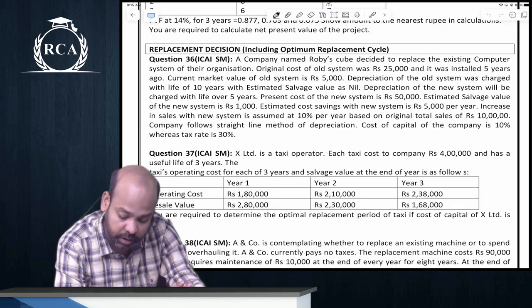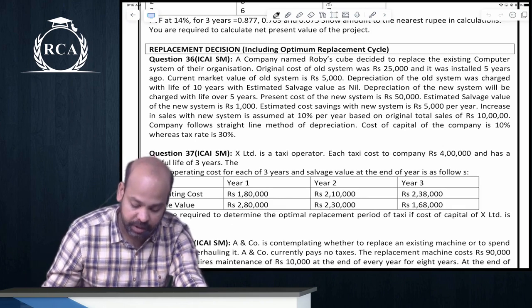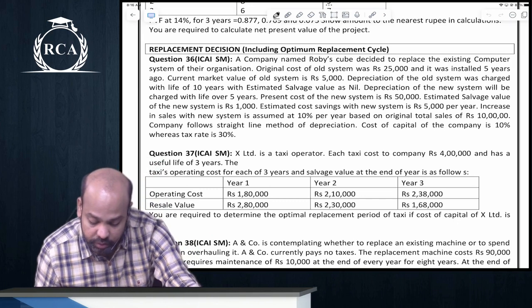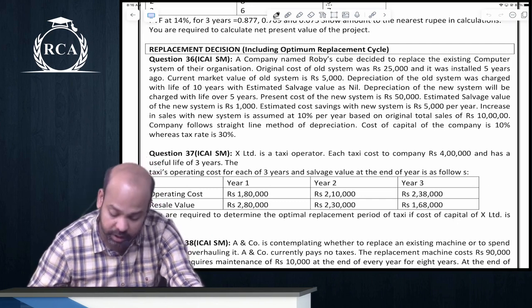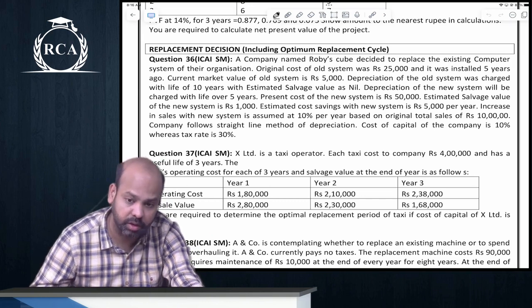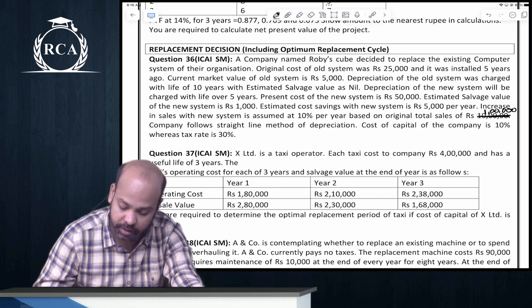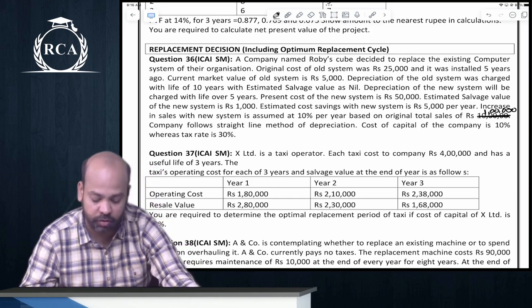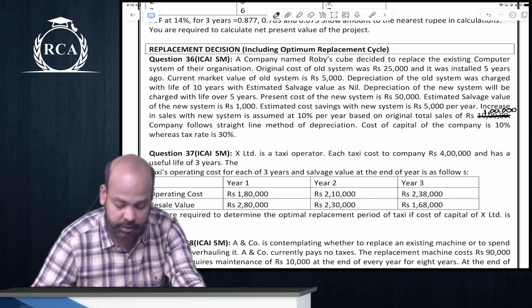You will be saving a cost of 5,000 rupees every year, but the increase in sales with new system is assumed at 10% per year based on original total sales of, it should be 1 lakh, not 10 lakhs. क्योंकि 10 lakhs का अगर 10% बढ़ रहा है तो फिर तो हो ही गया ना, खरीद लो, खत्म हो गया. Make that as 1 lakh only. ठीक है वो 1 lakh ही है, but company follows straight line method of depreciation. Cost of capital is 10%, whereas your tax rate is 30%.